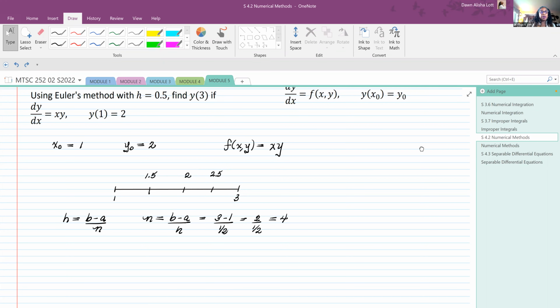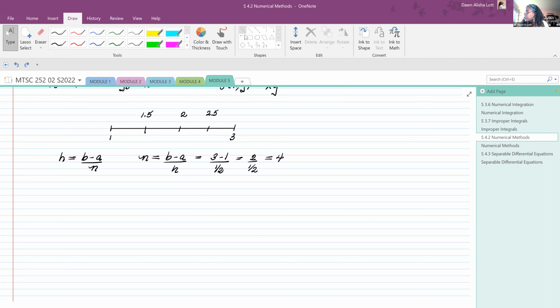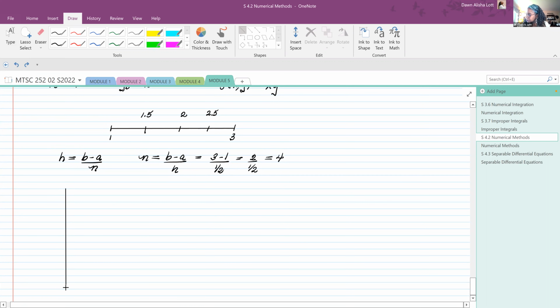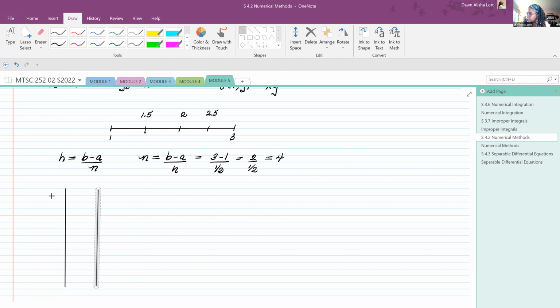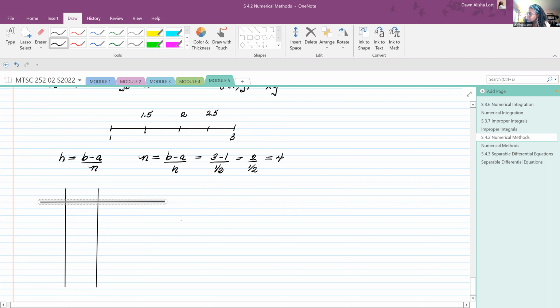Now I can draw my chart. This is n, this is x, and this is y. We have n equals 0, n equals 1, n equals 2, n equals 3, and we know we need to do 4. x naught was 1. This is 1.5, this is going to be 2, this is 2.5, and this is going to be 3, and y naught was equal to 2. So we're starting there.